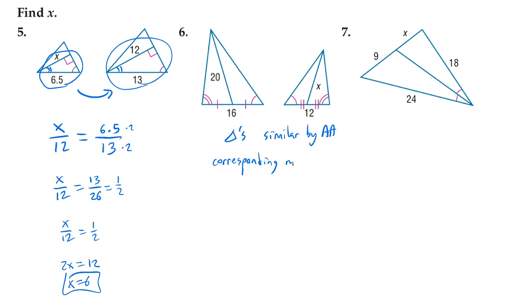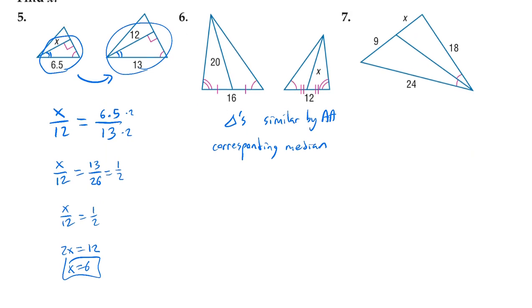median, right? Because what's the definition of a median? A median connects vertex to midpoint of other side, and that's what we have. And we know it's the corresponding one because it's the vertex hitting the midpoint between the two marked angles. So those two do correspond. So the ratios of those medians is the same as the ratios of the triangles.